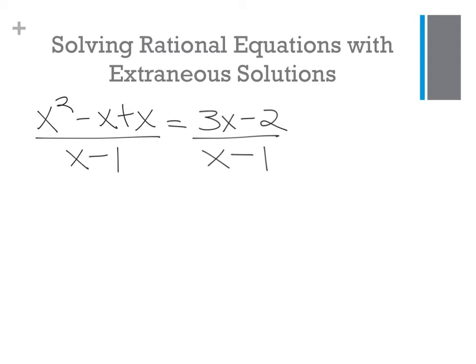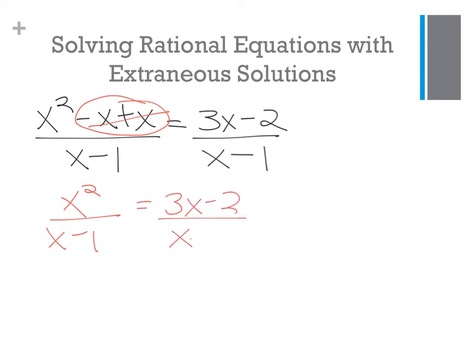Okay, so looking at the equation that we're left with, we have two fractions equal to each other, and on the fraction on the left side, the negative x and positive x can be combined. They cancel each other out. And I'm really left with x squared over x minus 1 equals 3x minus 2 over x minus 1.